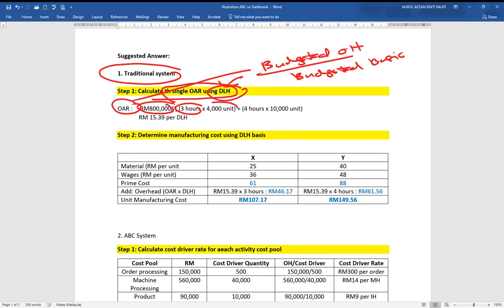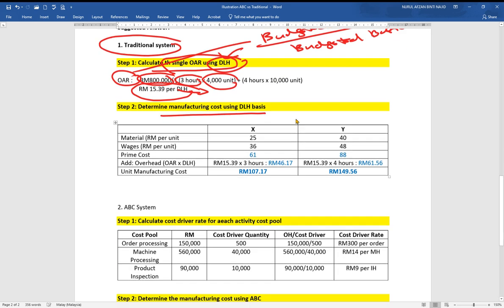How about the 4,000? Why do we need to multiply by 4,000? Because for product X, the volume of units that the company wants to produce is 4,000 units. So at the end of the day, you will get 15 ringgit and 39 cents per direct labor hour. We will use this figure to determine the manufacturing cost in the second step.